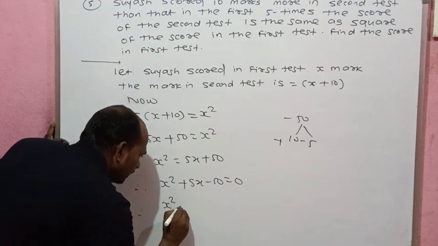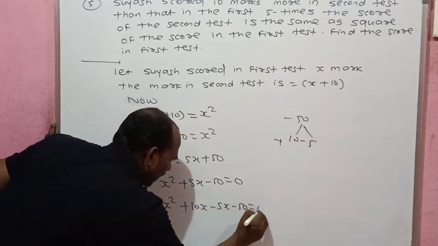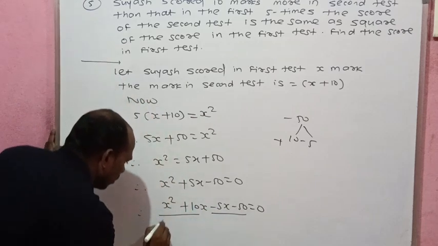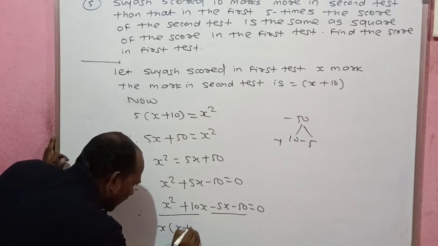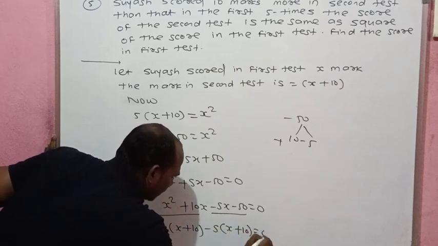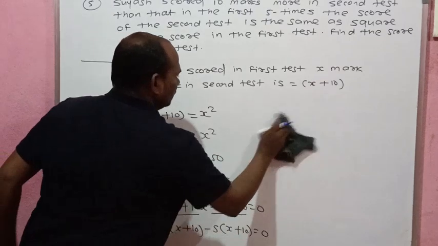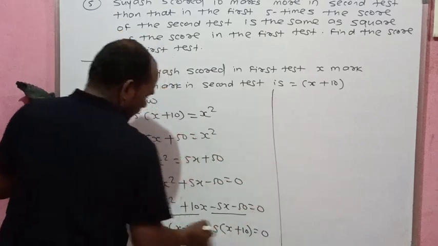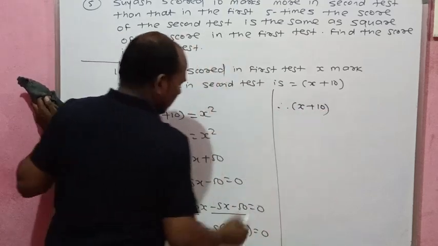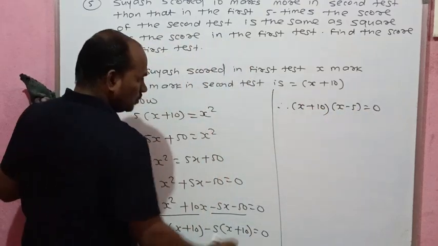Now x square plus 10x minus 5x minus 50 equal to 0. We can take common. Take common the value x bracket x plus 10, and take common the value 5 bracket x plus 10 is equal to 0. Now we can collect the one bracket in same quantity, that is x plus 10, and this is x minus 5.